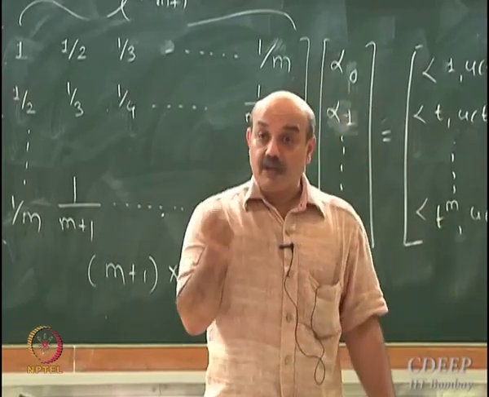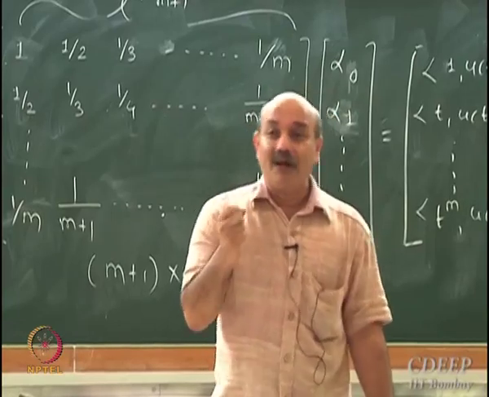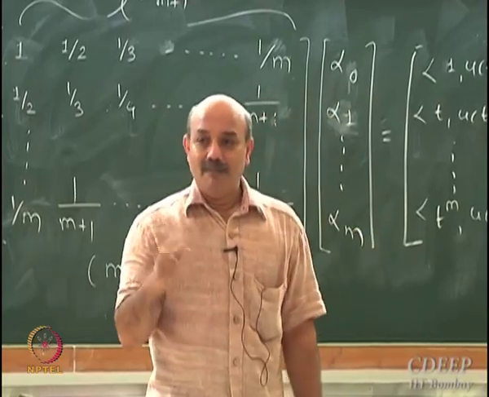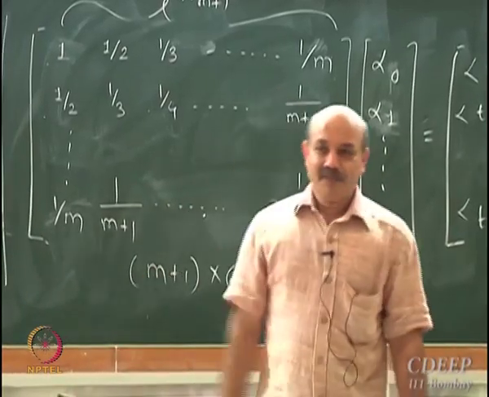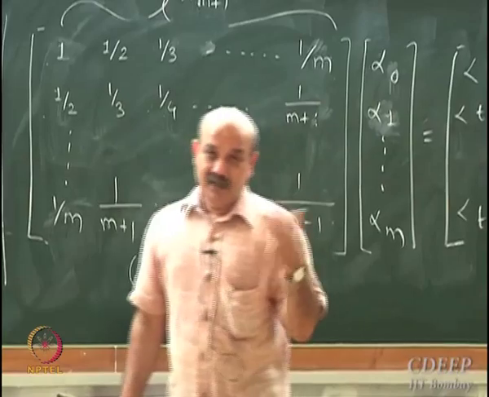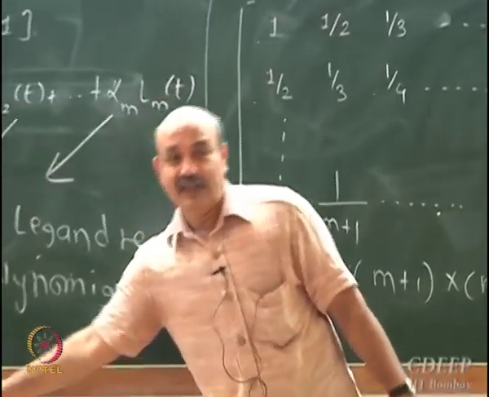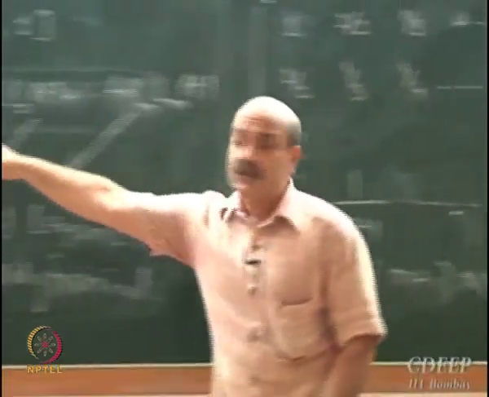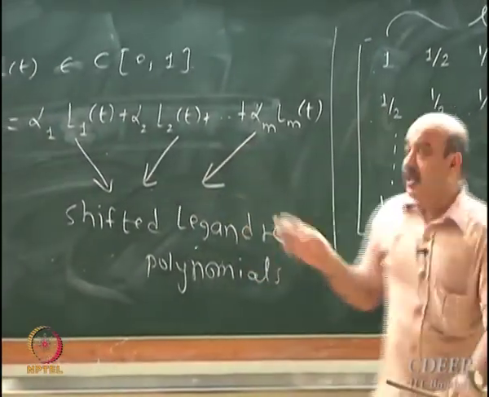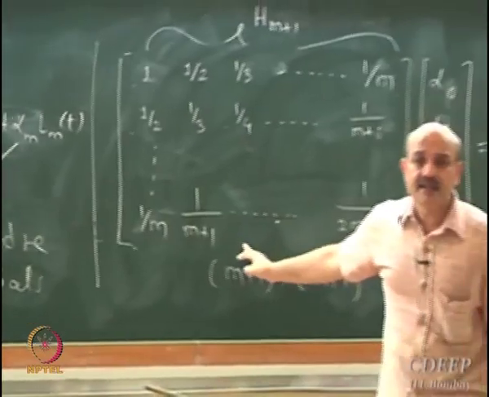MATLAB is fairly good till 12th. H12, it does a very nice job. But beyond H12, that is 12 cross 12, it starts breaking. Okay. So it is amazing that even for such highly ill conditioned matrices, it's able to do it. Now, if I use the Legendre polynomials, what will happen to this matrix?